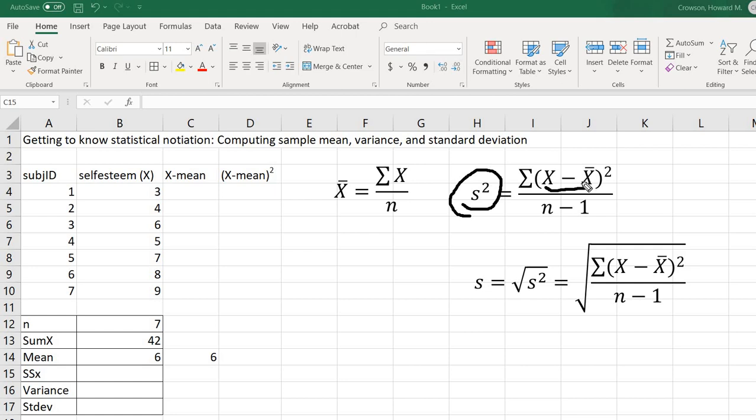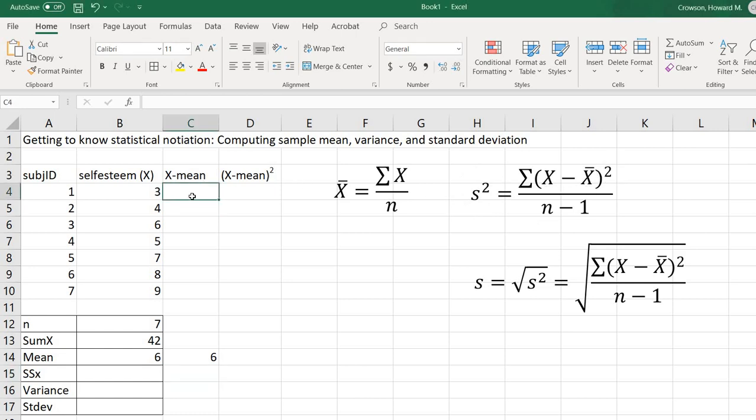Okay, so the next step is to square those deviation scores. So that's where the squaring comes in. And then finally, you're going to sum them up. So what happens is that the numerator of the formula is effectively called the sum of squares for x. When you take the sum of squares for x and divide by the sample size minus 1, you get the sample variance. So let's do this now using our little table.